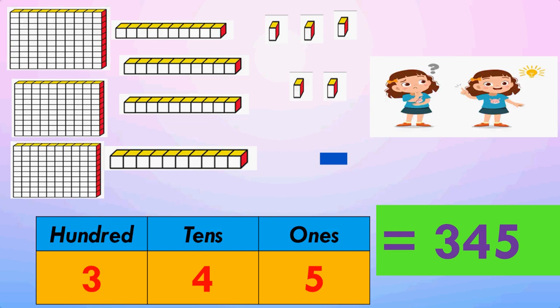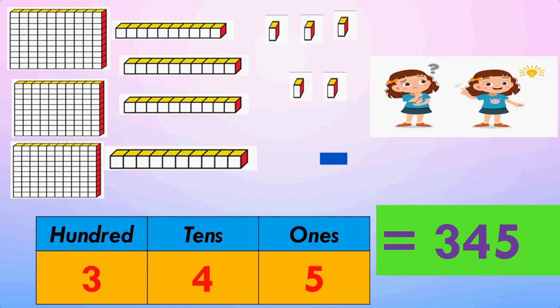In the tens place, how many blocks are given? 1, 2, 3, 4. So under tens, you are placing the number 4. Yes, Tanisha, you are right. In the tens place, there are 4 tens. Moving to the ones place, how many ones cubes can you see? Yes, it's 5. 1, 2, 3, 4, 5. So under the ones column, we are placing 5. What is the number we get at the last? 3, 4, 5.